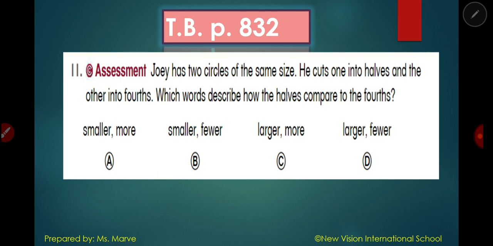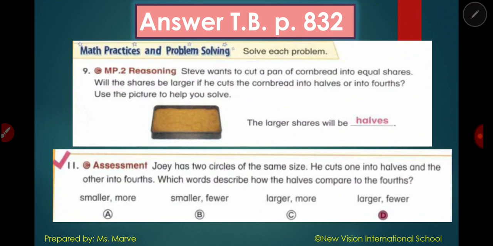Another question, number 11. Joe has two circles of the same size. He cuts one into halves and the other into fourths. Which words describe how the halves compare to the fourths? You can just shade the letter of the correct answer. Is it letter A, smaller, more? Or letter B, smaller, fewer? Letter C, larger, more? Or letter D, larger, fewer? Let's check your answer. You can again pause the video and write the correct answer properly.